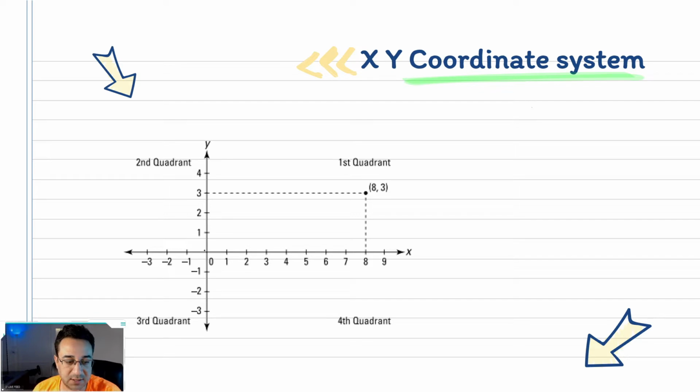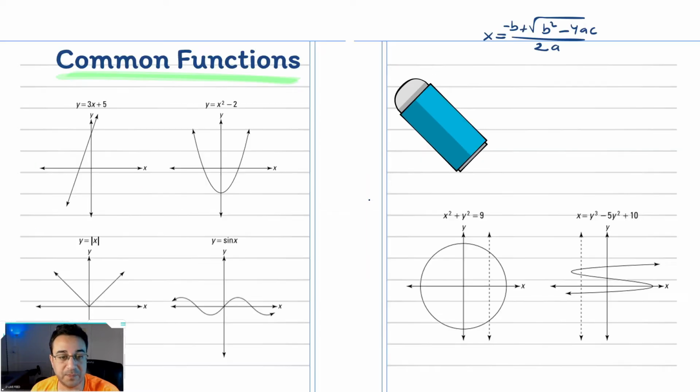So we have the x-axis on the horizontal, and we have the y-axis on the vertical. And remember that we have 4 quadrants for the Cartesian. We have the first quadrant and the second quadrant here, the third quadrant in this area, and the fourth quadrant in this area. Then if you have a point on the Cartesian, you represent it by x and y. So in this case, x is 8, y is 3. In this way, you are declaring a point on the Cartesian or the xy coordinate system.